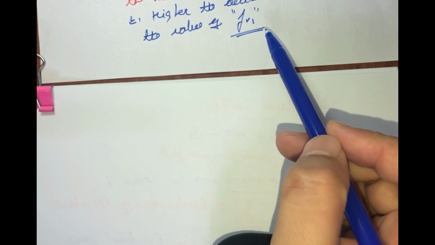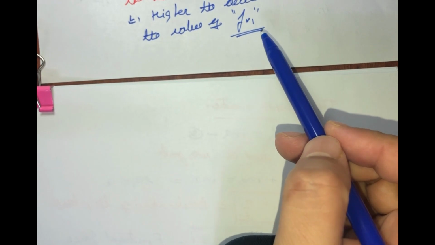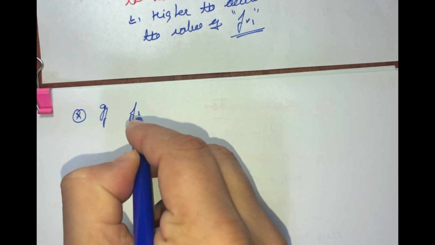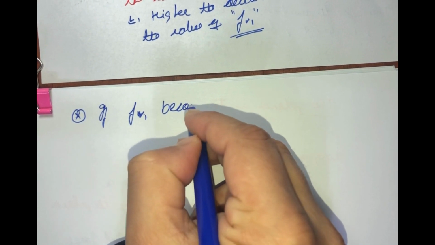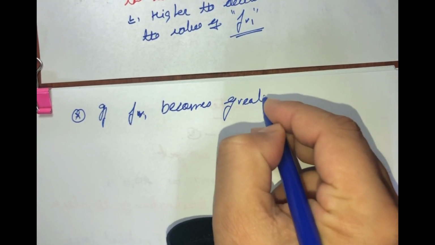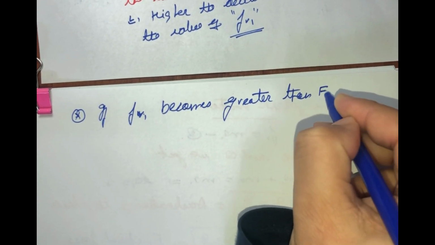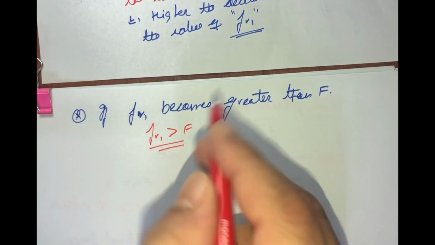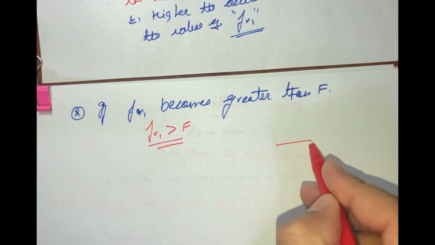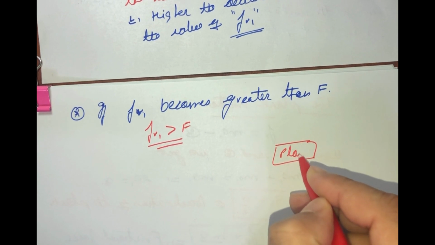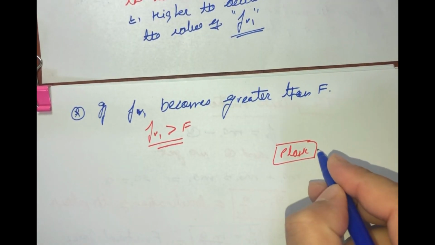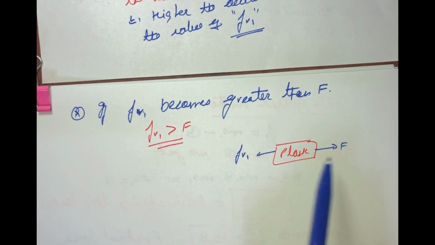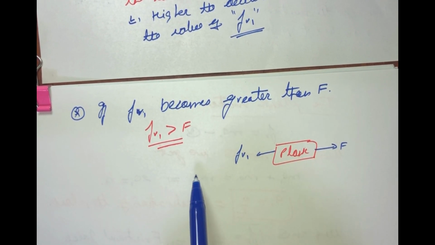Okay, now what is going to happen if FR1 becomes greater than F, means our FR1 is greater than F. So under this condition, let me draw it here. This is our plank and we have a force F, and this is our FR1. Now if FR1 is greater than F, the plank will start moving in left side.